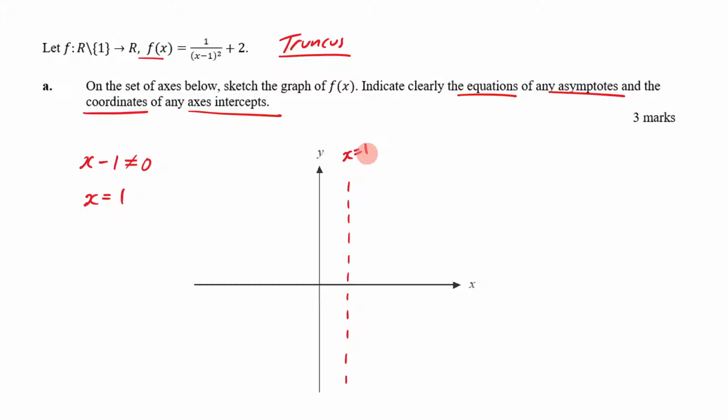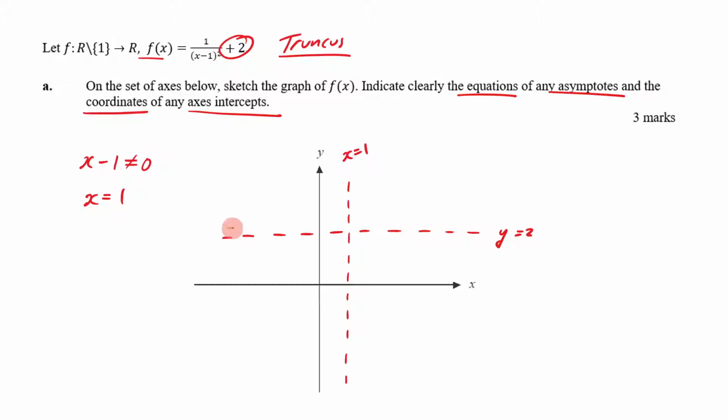The other asymptote you read off by looking at your vertical shift. So the fact that it's 2 up means I'm going to have another one here at y is equal to 2. As you can see, not only have I drawn in my asymptotes, but I've labeled them with the appropriate equation. The next thing that we need to consider is just generally what this thing looks like.